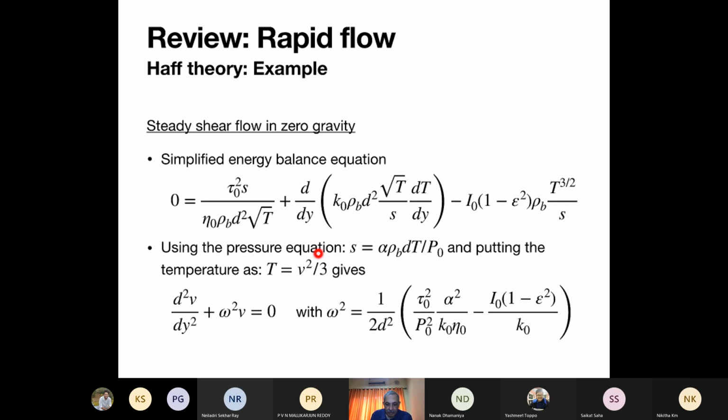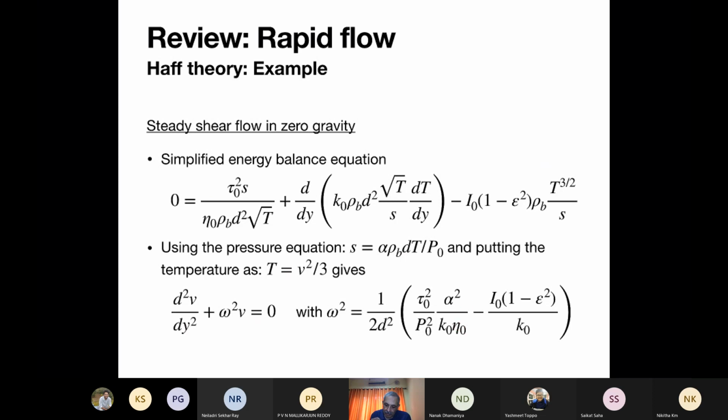Since pressure is a constant, we can invert the pressure constitutive equation and get an expression for s as a function of the temperature. And then we can substitute that into this equation. Then you'll have one equation just in terms of temperature. And then further simplification happens if you put T to be just in terms of the fluctuation velocity v squared. If we substitute this, then we finally get a simple harmonic equation. d squared v by dy squared is just omega squared v. And this omega squared is given by this quantity, which is the ratio of shear stress to pressure.